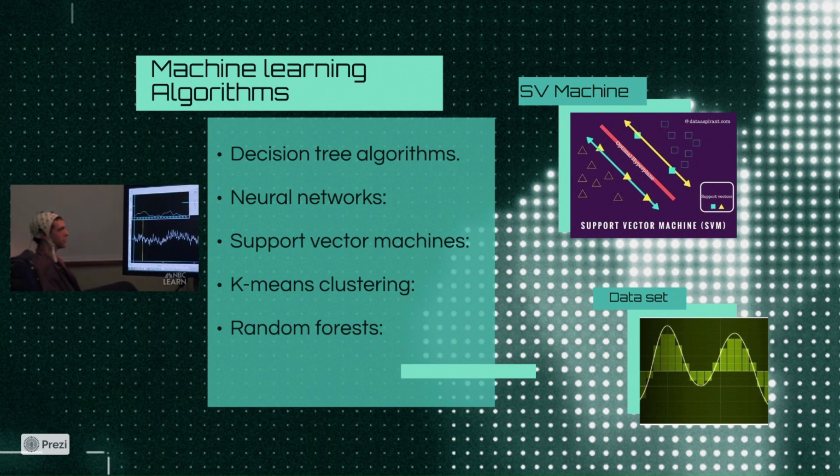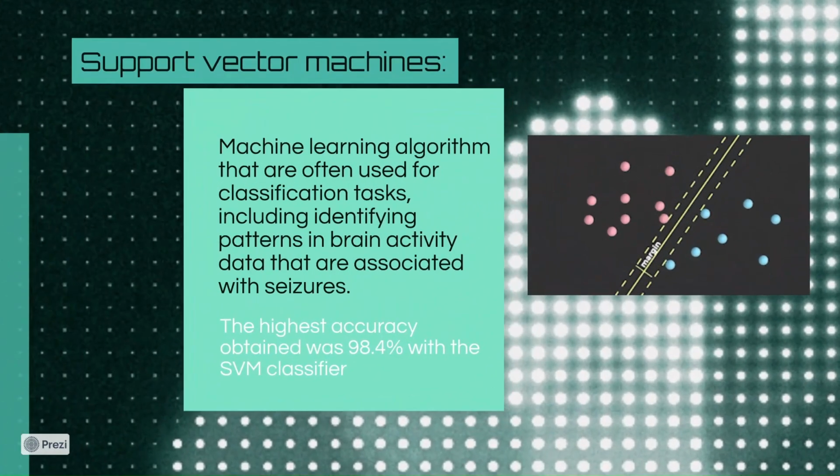Well, there are different algorithms that are used in detecting seizure attacks. Number one is the decision tree algorithm, neural network, support vector machines, k-means clustering, and random forest. We will be talking about support vector machines.